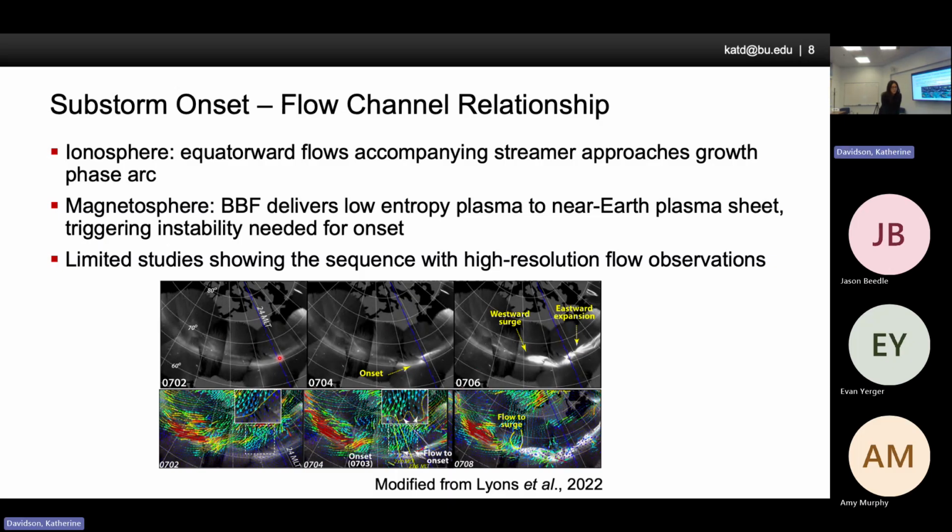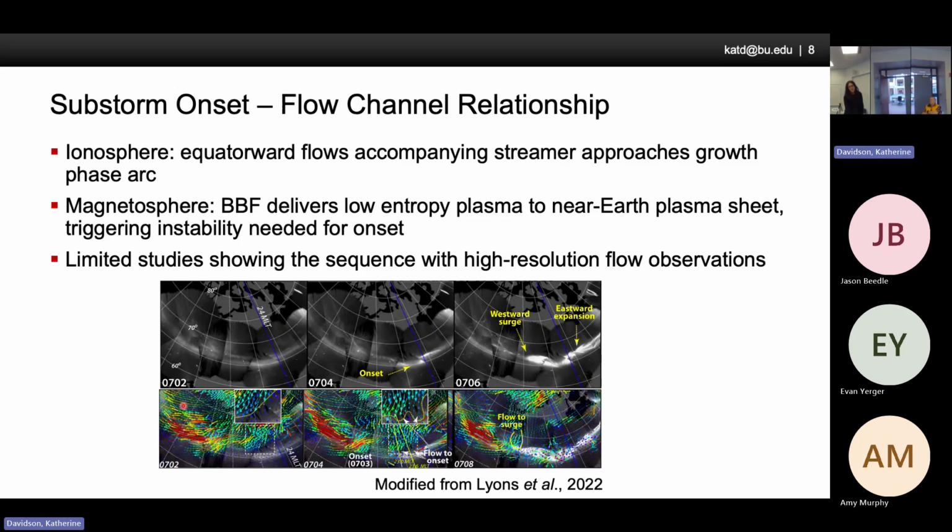These figures here show the all-sky images, again, with the aurora in this white light here. And these flows on the bottom are high-resolution flows combined with a background convection model. And in the first panel, you can see that the flows are starting to diverge toward this growth phase arc. In the second panel, you have these flows reaching the onset arc and triggering onset. And the flows continue toward the surge, fueling that expansion.